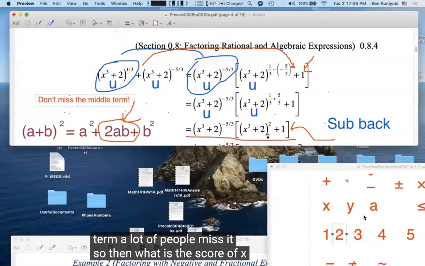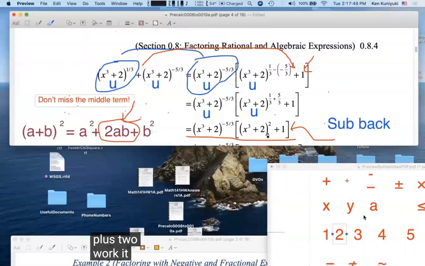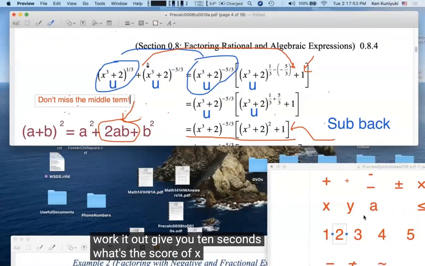So then, what is the square of x cubed plus 2? Work it out. I'll give you 10 seconds. What's the square of x cubed plus 2?